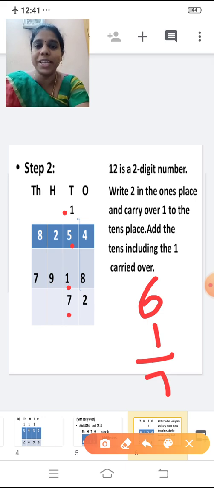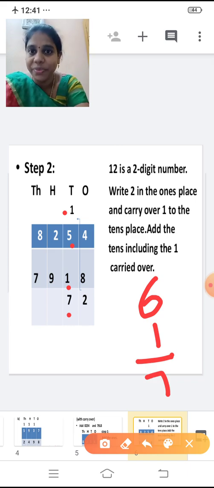So the second step is you have carry forwarded the 1 to the tens place, right? So now we are going to add the tens place. 1 plus 5, 6. 6 plus 1, 7.